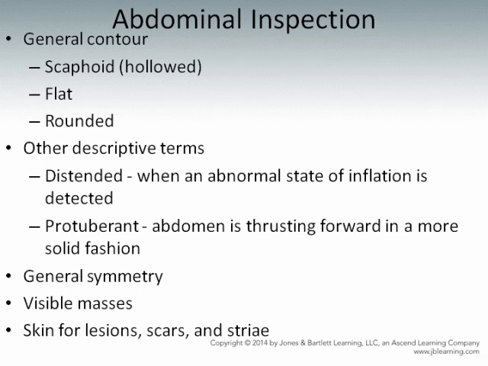Okay, so again, your abdominal contour: scaphoid, which is hollowed, abdomen is flat and rounded. Other descriptors: you have distended, when an abnormal state of inflation is detected. Protuberant, the abdomen is thrusting forward in a more solid fashion, so you have one that's large around, but the protuberance is really big.